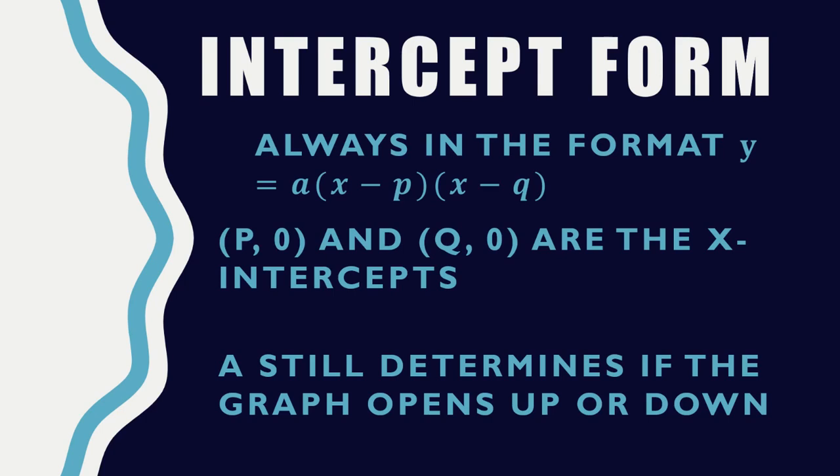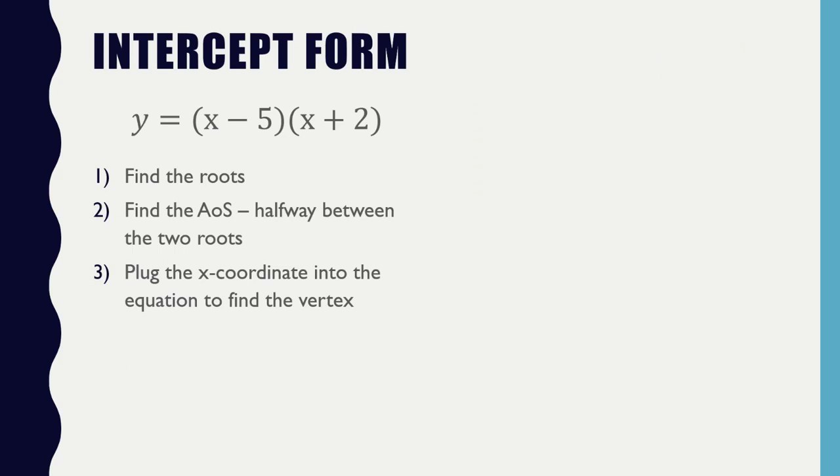P, 0 and q, 0 are the two x-intercepts of the graph. And then a, of course, still determines if the graph opens up or down. So we have this intercept form here, y equals x minus 5 and x plus 2. So you can see that p and q are 5 and negative 2.